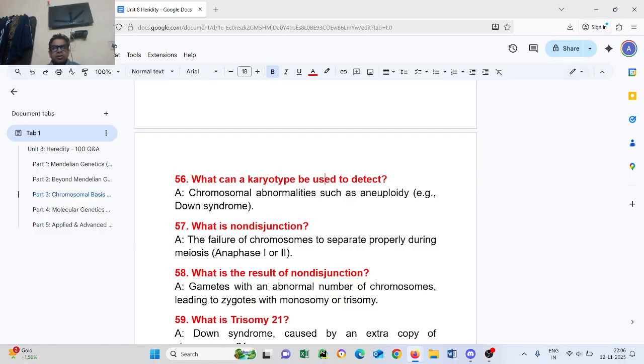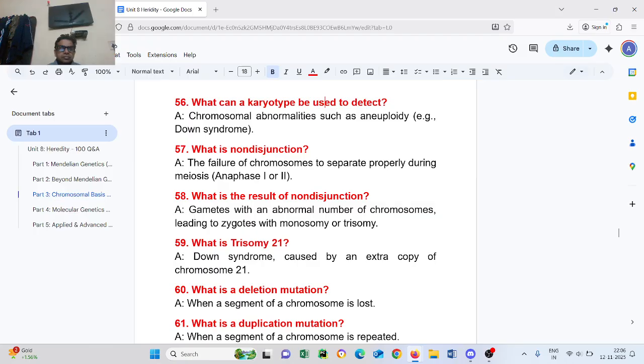A gamete with an abnormal number of chromosomes, leading to a zygote with monosomy or trisomy. Question 59. What is trisomy 21? Down syndrome, caused by an extra copy of chromosome 21.